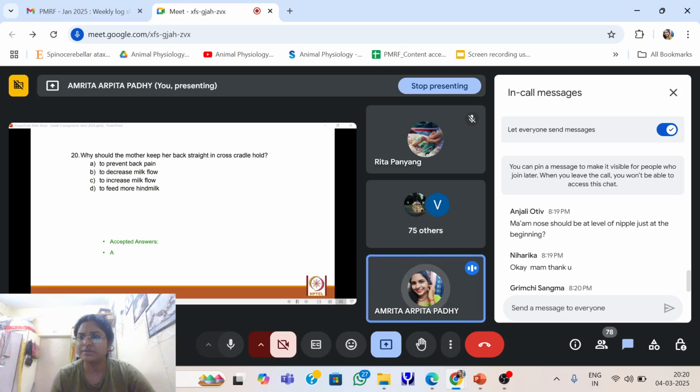Ma'am, the nose should be at the level of the nipple just at the beginning. Actually, it should not be at the level of the nipple, it should be above the nipple in the air. It should not touch anything, or it should just touch the breast. And it should be the same throughout. The position of the breastfeeding should be the same throughout, right?